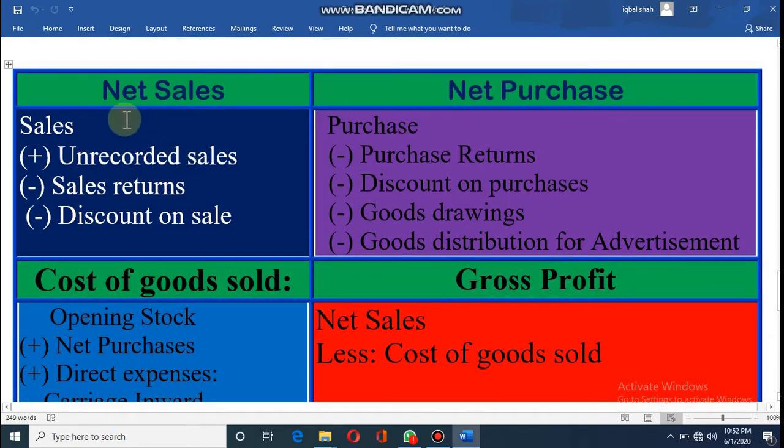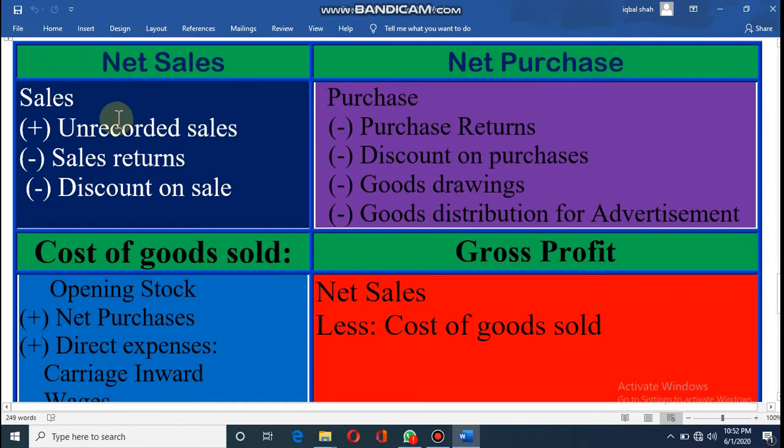Dear student, this is a formula to find out net sales: sales plus unrecorded sales minus sales return minus discounted sales. Dear student, you know that now you are doing accounting in creative base. So requirement A will be for 2 marks, requirement B will be for 4 marks, requirement C will be for 4 marks. So net sales may come in requirement A for 2 marks.